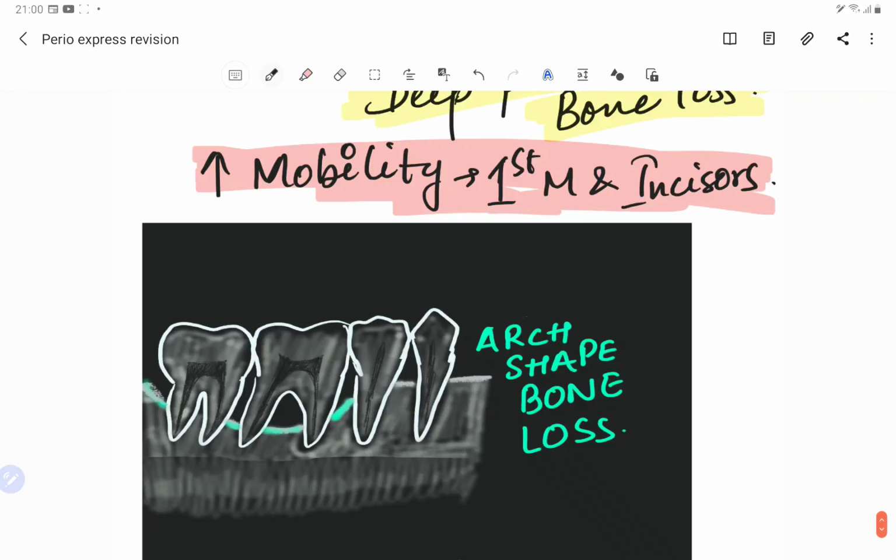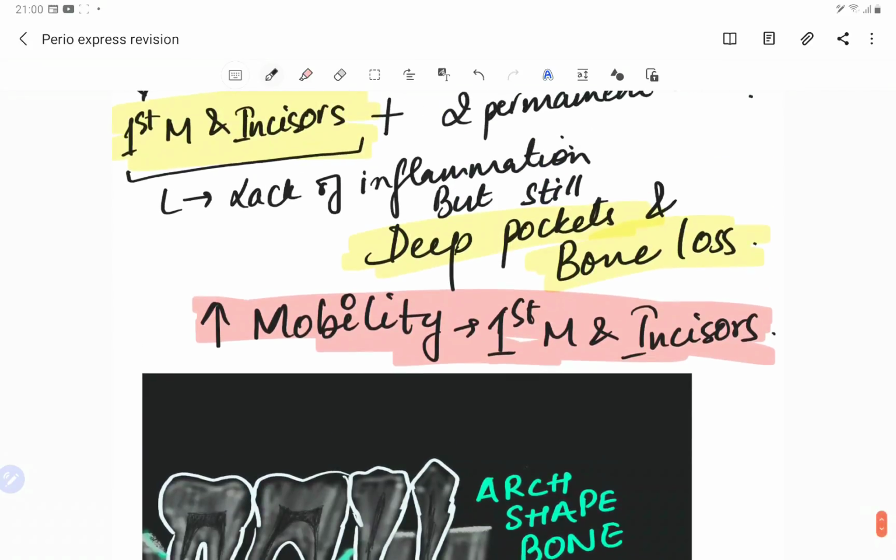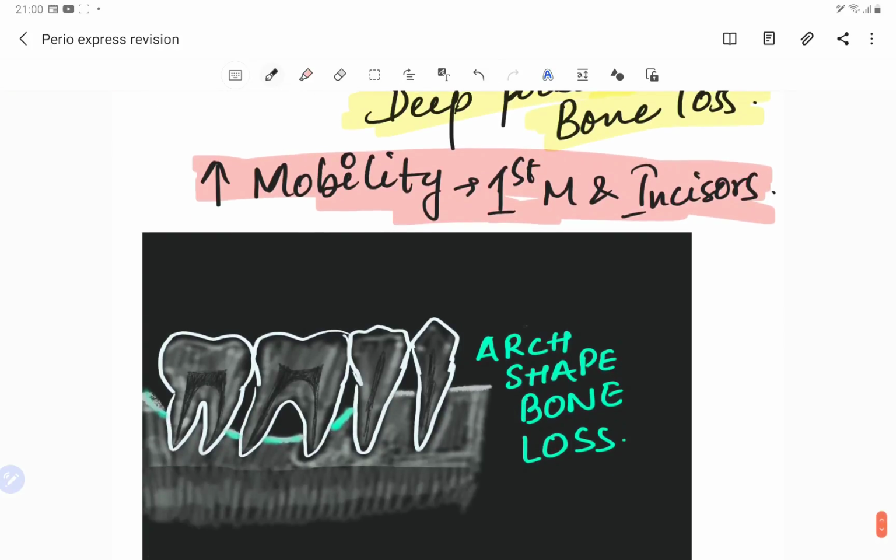Bone loss is so much that the rate of the bone loss in aggressive periodontitis is 3 to 4 times more than the chronic periodontitis. And remember this, there is an arc shaped bone loss pattern from the distal surface of the second premolar to the mesial surface of the second molar.